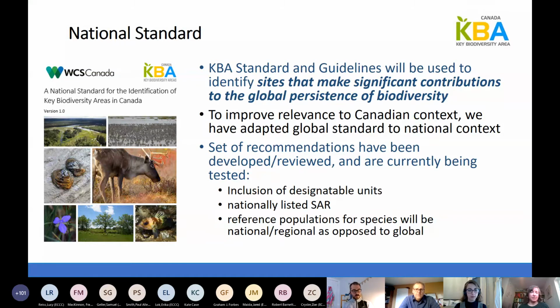So we've adapted it, and the main ways in which it's been adapted are the inclusion of designatable units, so species or taxa below the species level. So that allows us to look, for example, at caribou populations individually as populations, as opposed to one species across the globe, which doesn't make so much sense in the conservation context in Canada. We then are allowed to also look at it with the national standard, nationally listed species at risk, whereas before we were only looking at globally listed species at risk, as well as ecosystems at risk, I should point out.